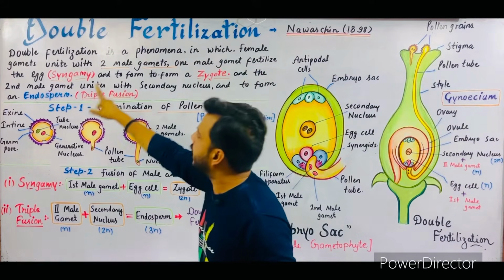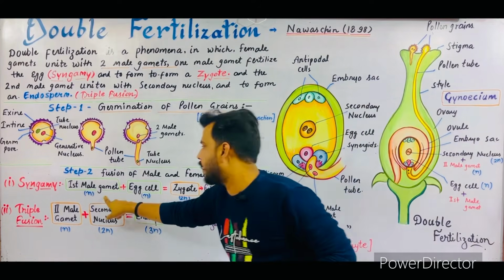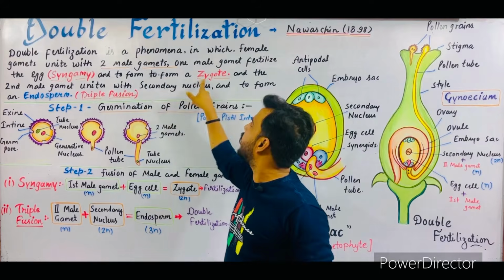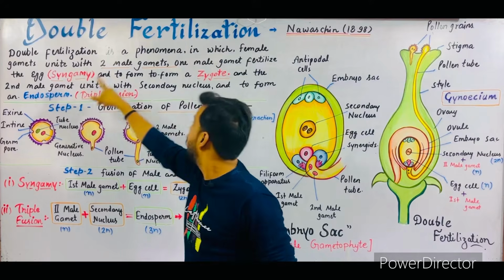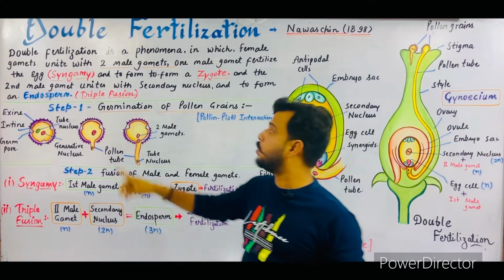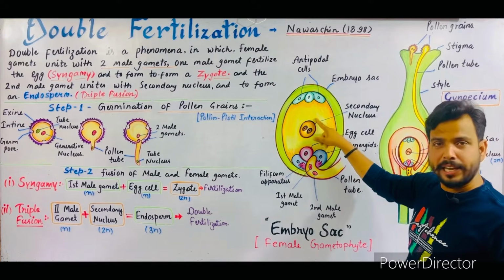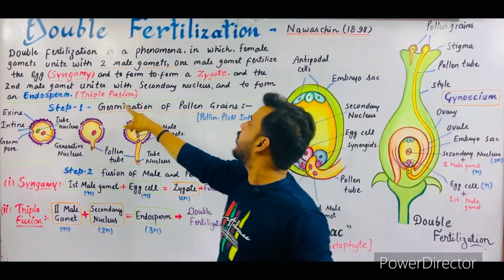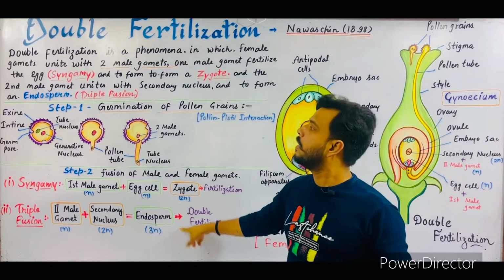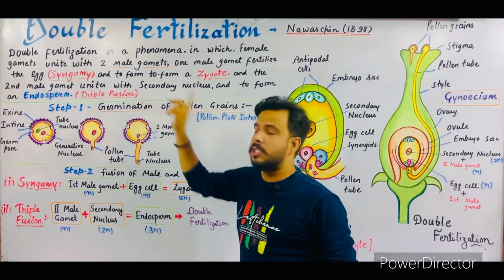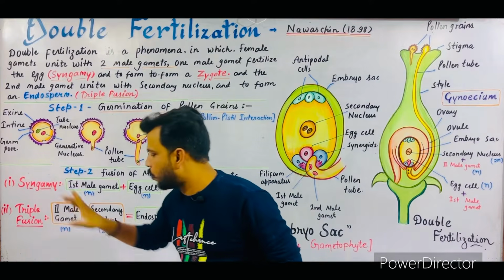One male gamete fertilizes the egg. The first male gamete fertilizes the egg to form a zygote, and the process is known as syngamy. And the second male gamete unites with the secondary nucleus to form the endosperm, and the process is known as triple fusion. As you can see, it is the formation of endosperm.